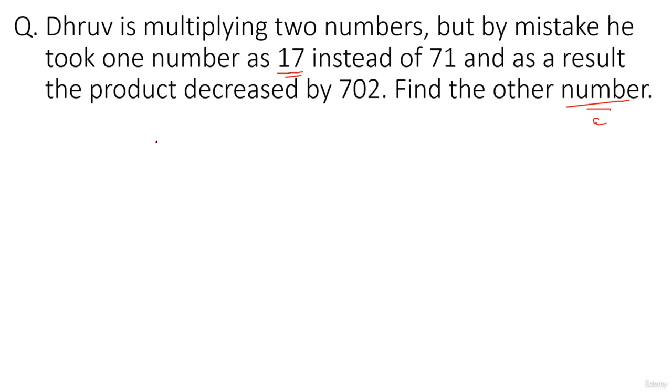तो उसका product कितना आ गया? 17 multiplied by A. But actual में वो second number कितना था? 71. Right? So the actual product was supposed to be 71 into A. This difference is given to you as 702. Right? So 71 minus 17 is 54. A is equal to 702.